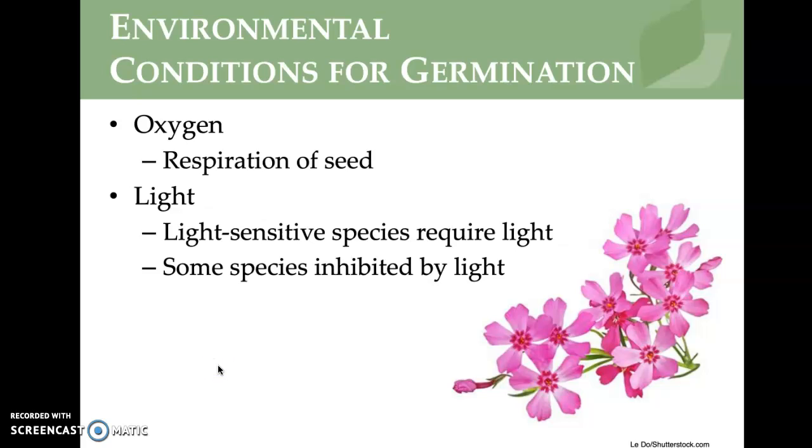Environmental conditions for germination. Once again, you have oxygen. They have to have some sort of oxygen. If you just have them soaking in a glass of water, they're going to rot. They're not going to grow. Some are very light sensitive and require light. Most plants don't require light until the plumule has come up and it can start the process of photosynthesis. Some species are actually inhibited by light, meaning that they won't grow until they're in darkness.